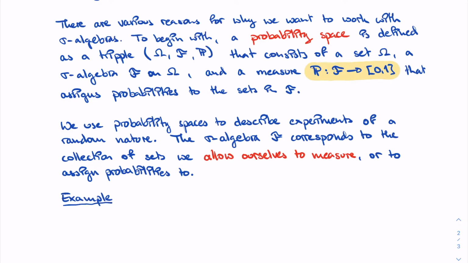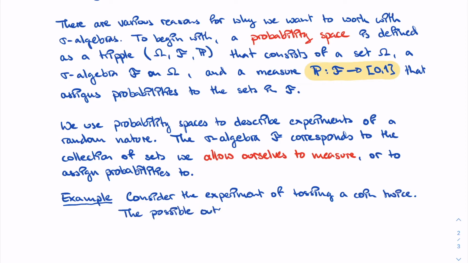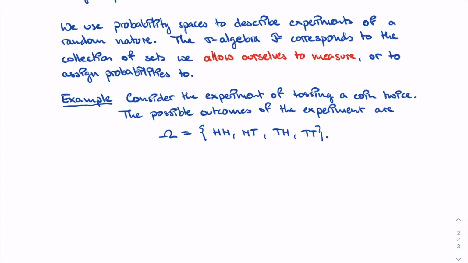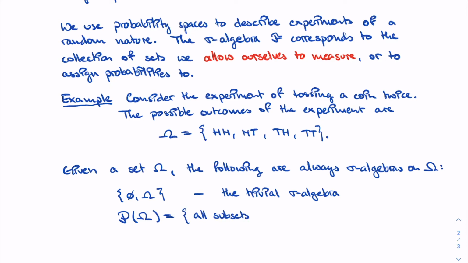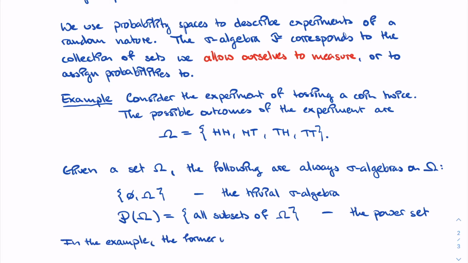As an example, consider the experiment of tossing a coin twice. The possible outcomes of the experiment are heads heads, heads tails, tails heads, and tails tails. Given any set, the following are always sigma-algebras on that set: the trivial sigma-algebra containing only the empty set and the set itself, or the power set containing all subsets of the set. In the above example, the former sigma-algebra would be way too small, since it wouldn't allow us to assign probabilities to any meaningful event, but the latter would be suitable.